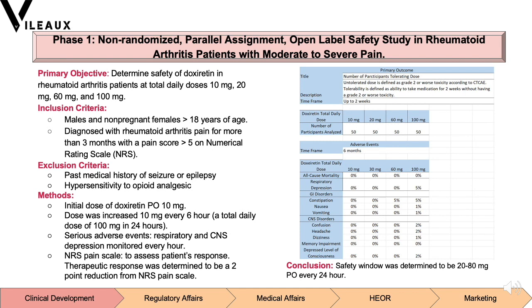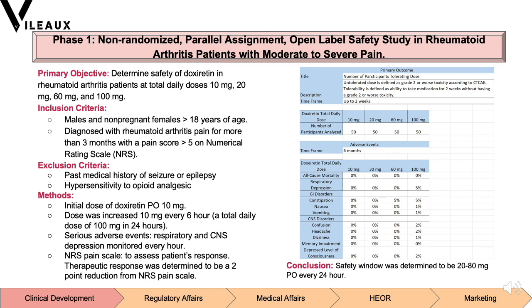Our inclusion criteria include males and non-pregnant females over 18 years old, and those that have been diagnosed with rheumatoid arthritis pain for more than 3 months with a pain scale greater than 5 on the NRS scale. And the exclusion criteria is a past medical history of seizure, epilepsy, and hypersensitivity to opioid analgesic.